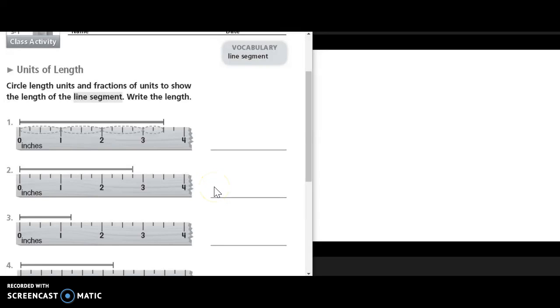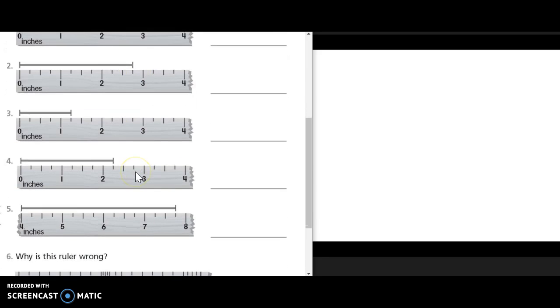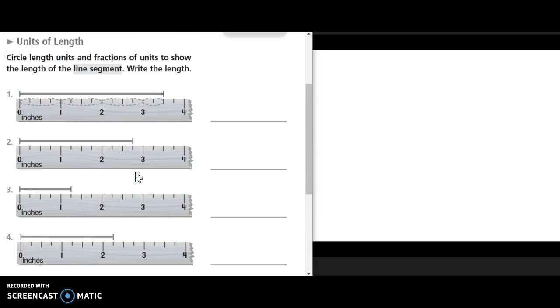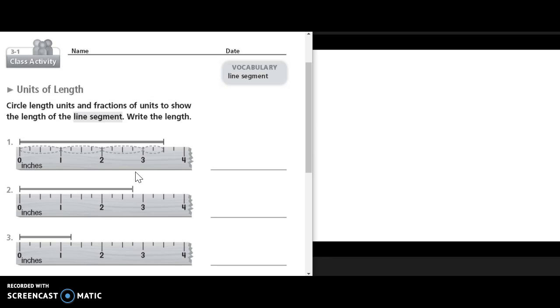Hi students, so today we're going to talk about units of length. So here on the page in your workbook, page 159, you are going to be working on finding the length of the line segment. It says circle length units and fractions of units to show the length of the line segment and write the length.